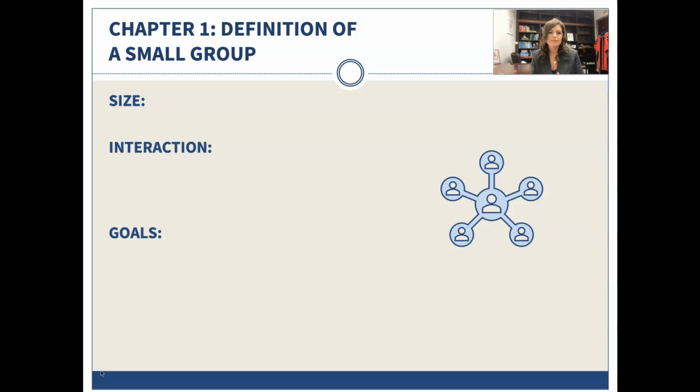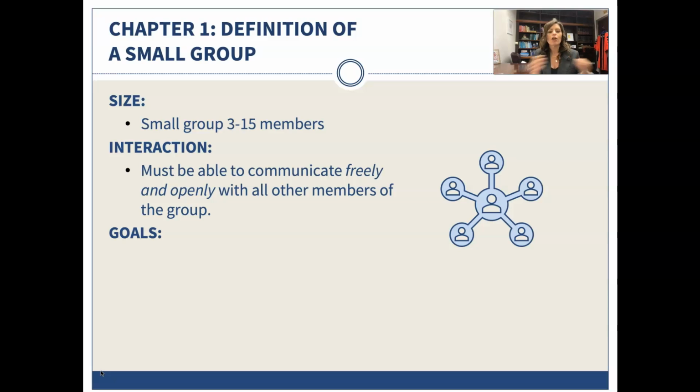So how do we define a group? Well, most researchers define a small group as having between 3 and no more than 12 or 15 members. Jesus had 12. That seems to be good enough for me. Interaction in a small group is really important because a small group needs to be able to really communicate freely and openly with one another.